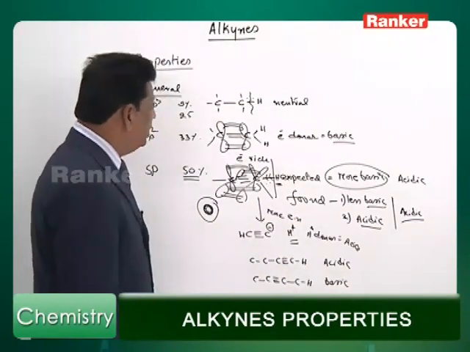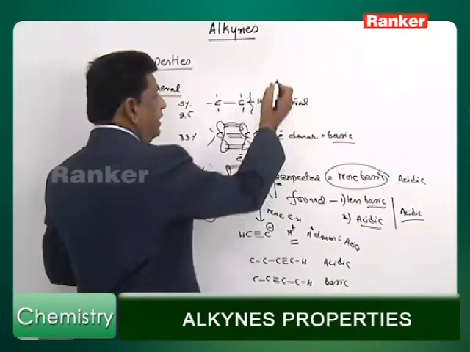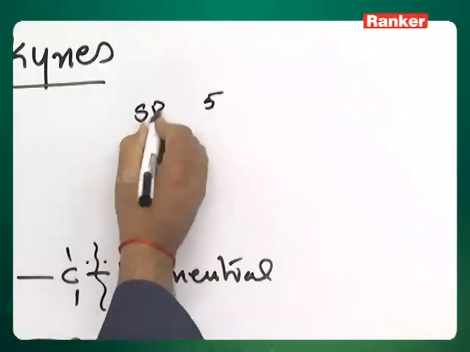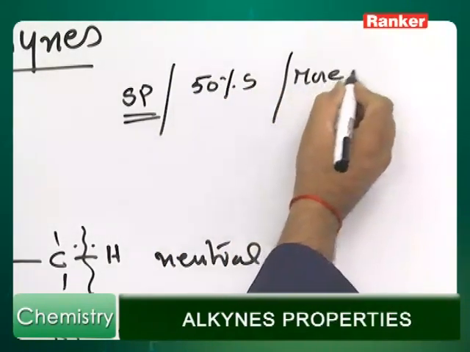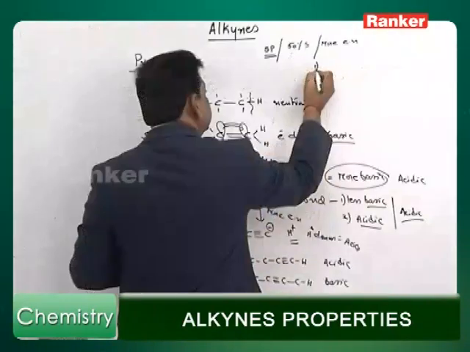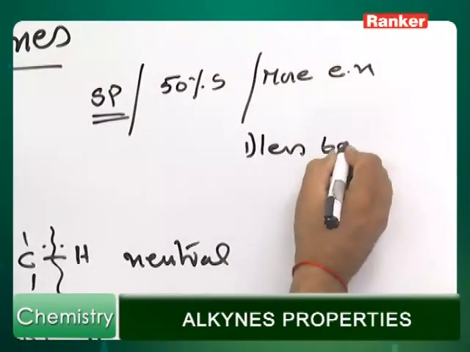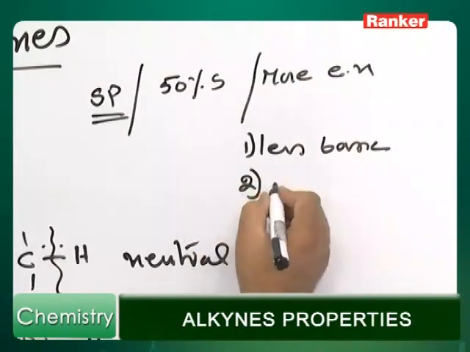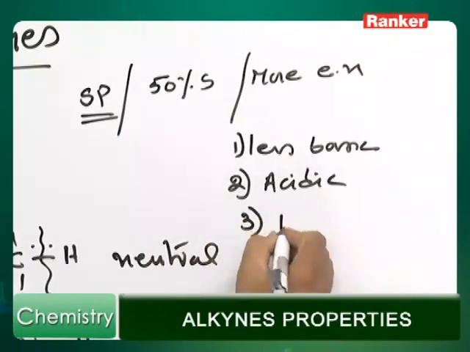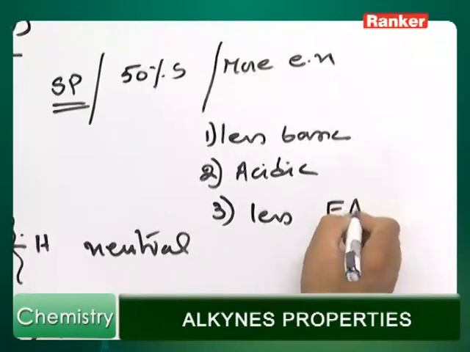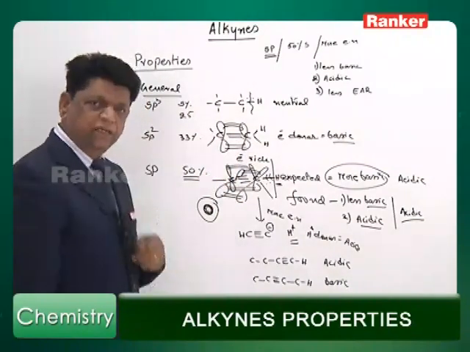That is the point. So, ultimately, I will repeat once again: sp hybridization, or 50% s character, or more electronegative nature, results in the following points. The first one is less basic. Second, they are acidic also, provided that hydrogen is attached. Third, they are less reactive towards electrophilic addition reactions. As I said, electrons are tightly held, so electrophilic addition reactions will be slow.